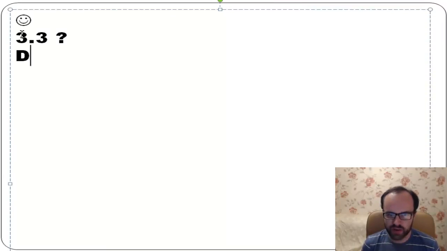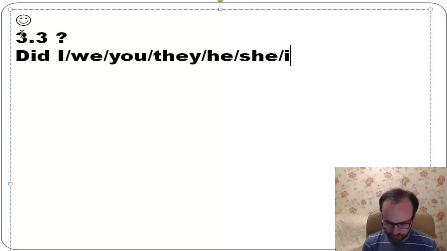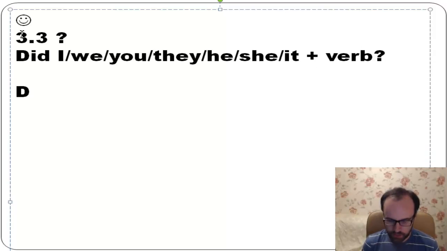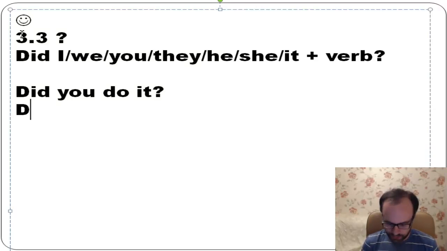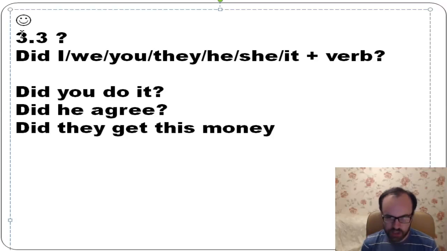How to form a question? It's very easy. You put did in the beginning, then I, we, you, they, he, she, it, plus verb. For example, did you do it? Did he agree? Did they get this money?